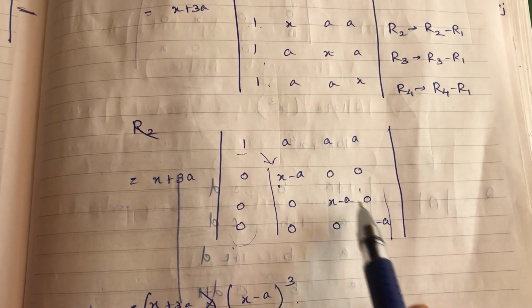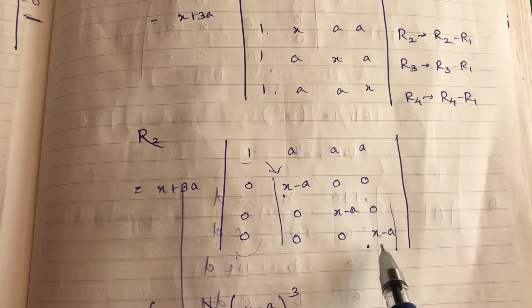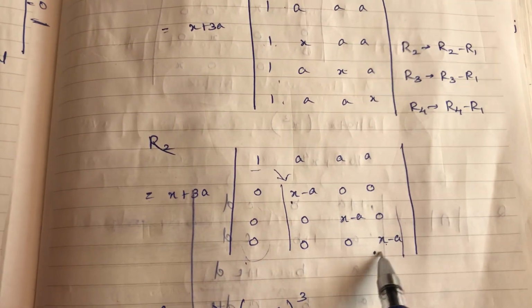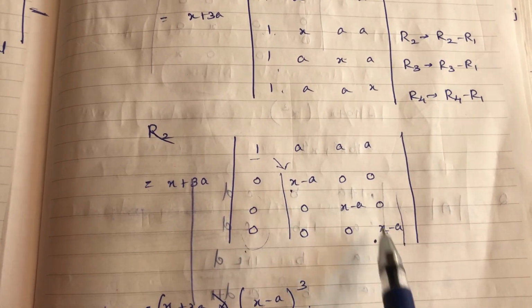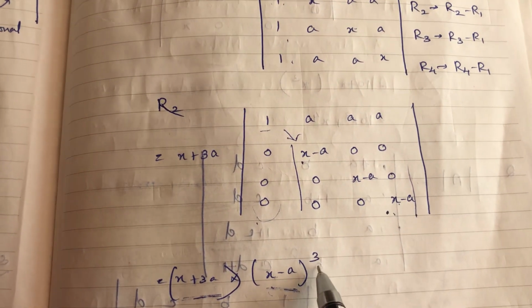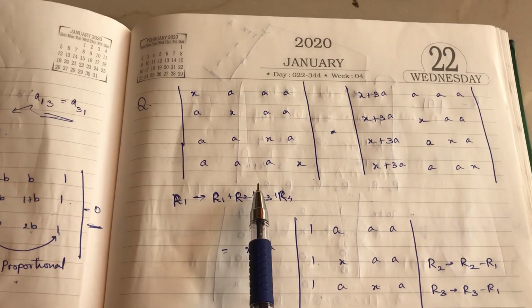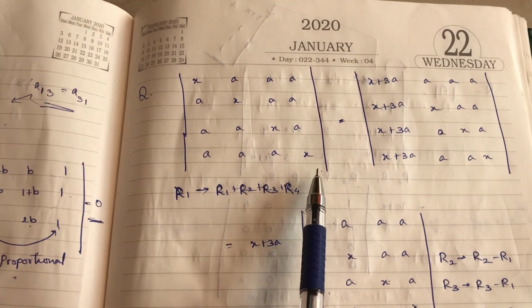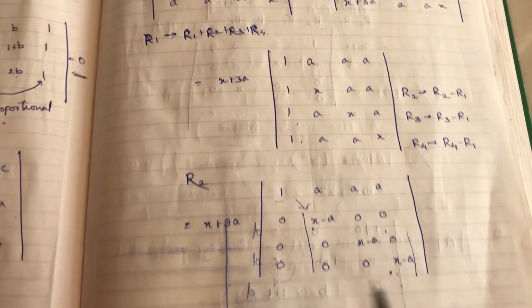You can see here, this is a diagonal matrix. If it is a diagonal matrix, the determinant value will be the multiplication of the diagonal values, right? So x minus a the whole cube, it is 3 times here. So x minus a the whole cube is the answer for this question. It's so simple. Don't worry about the 4 by 4 matrix. Just make it a 3 by 3 matrix and you will get the answer easily.